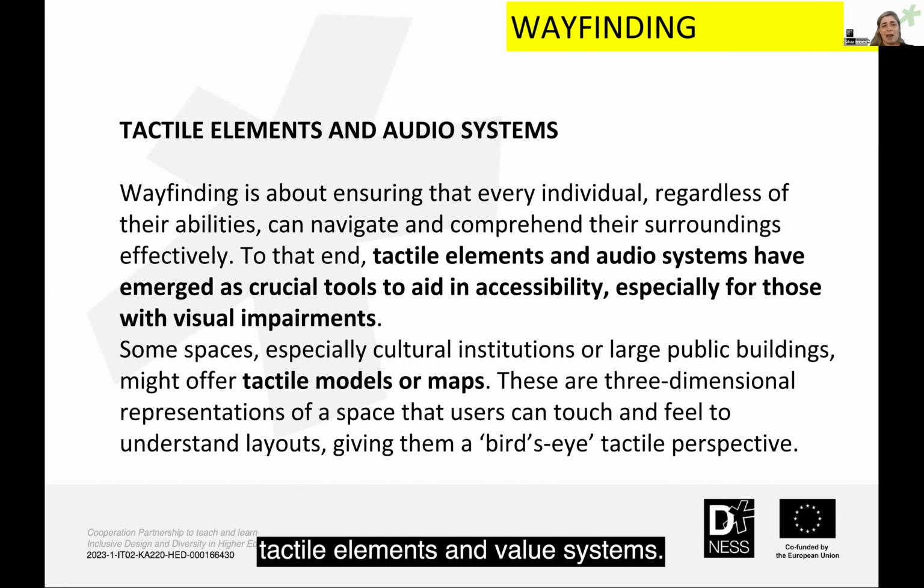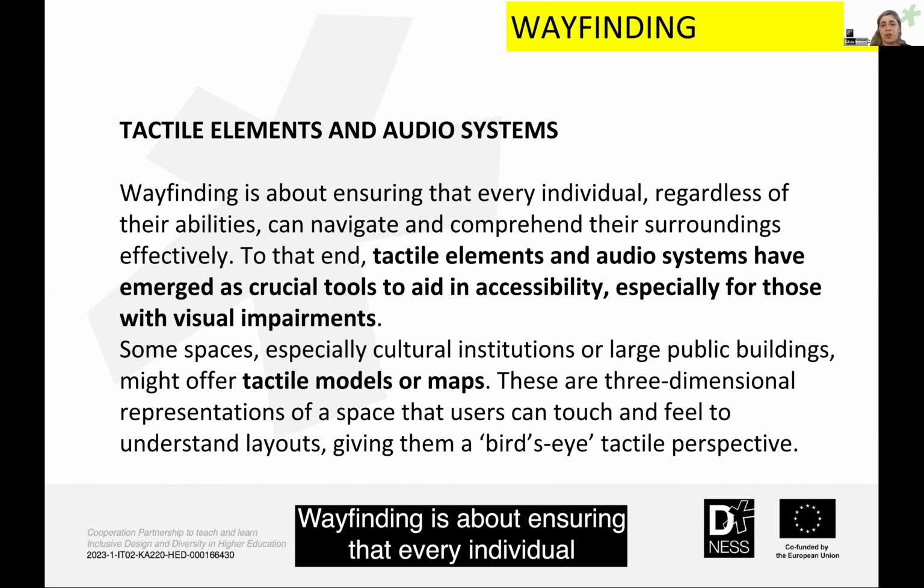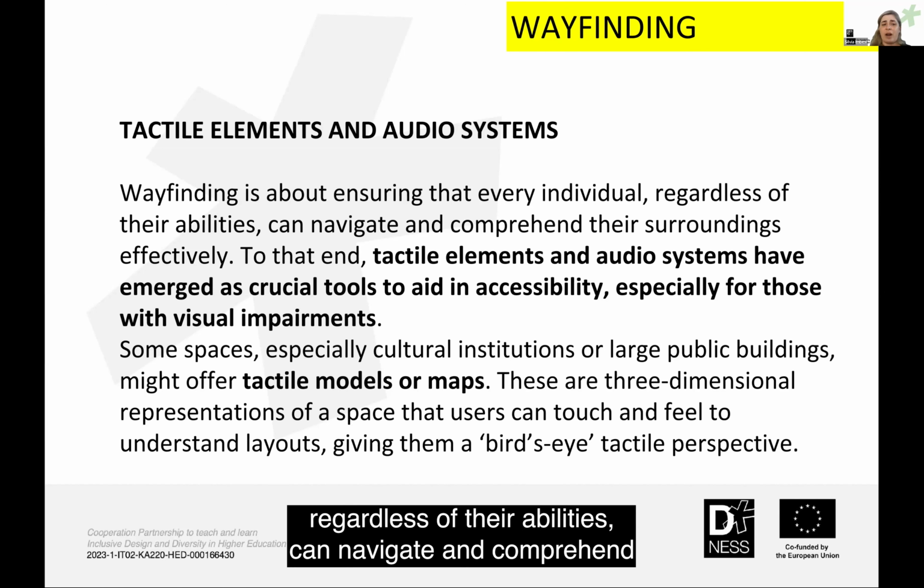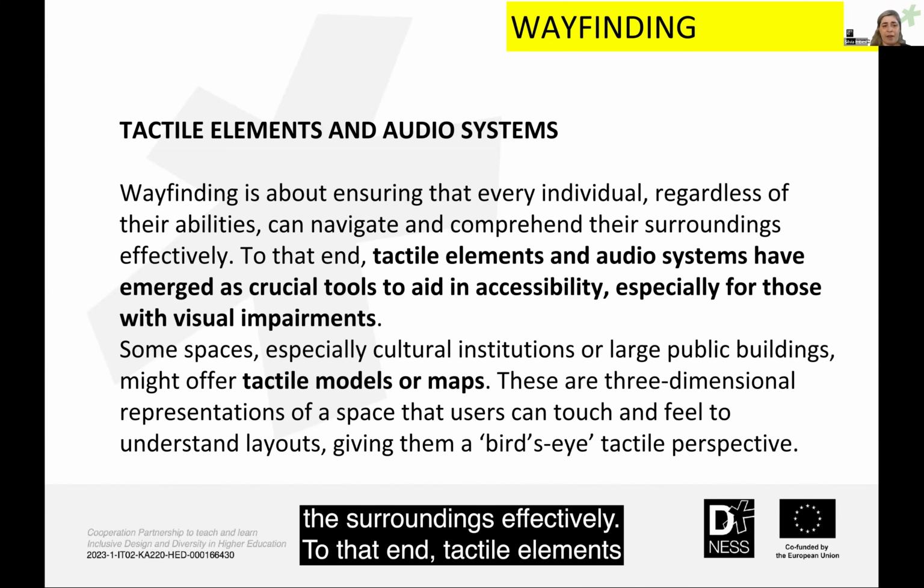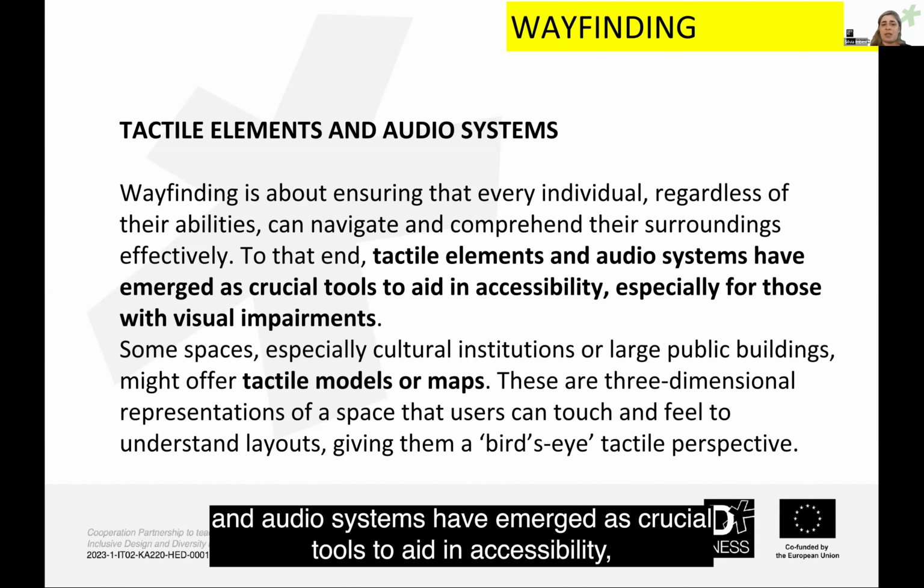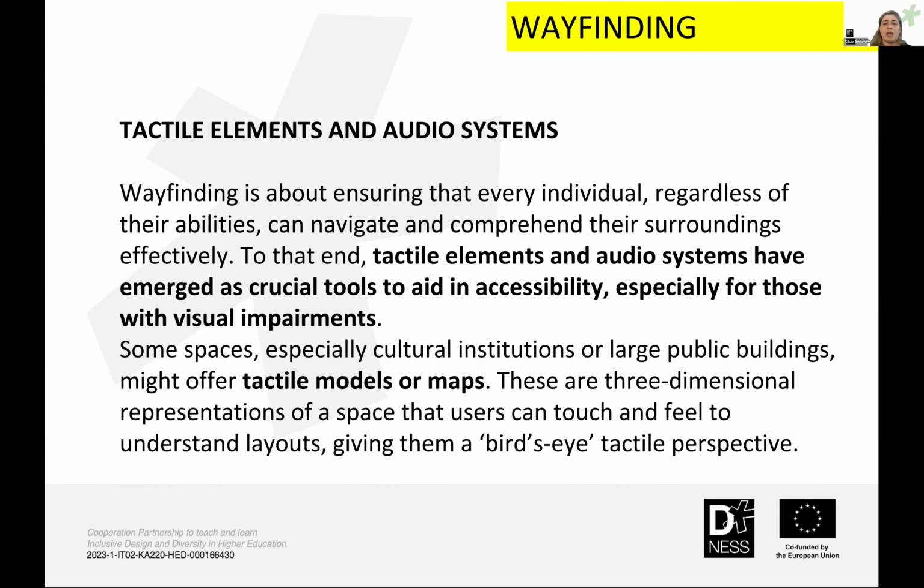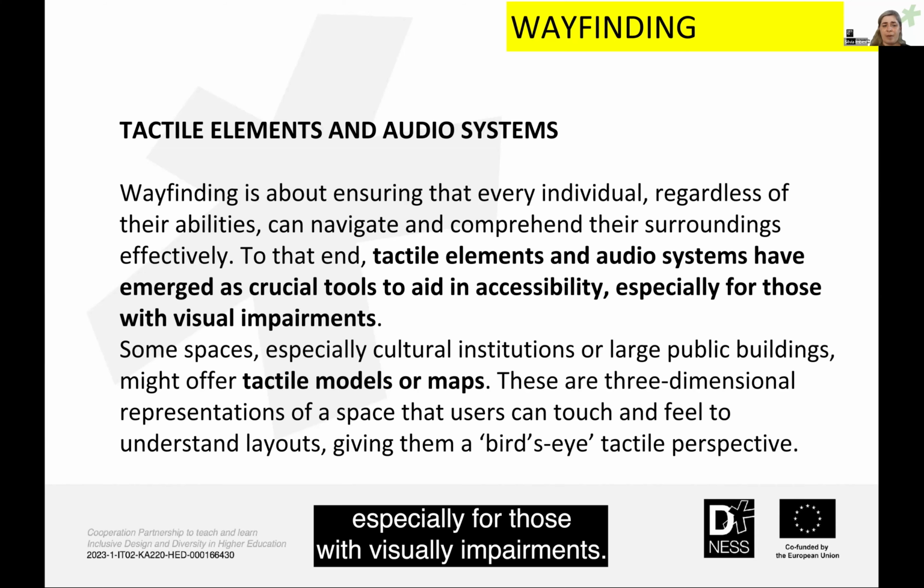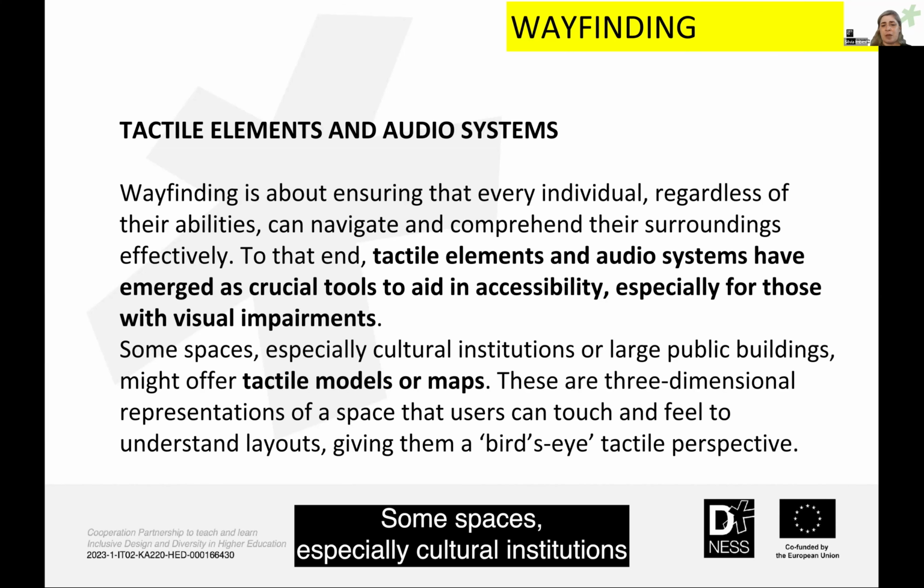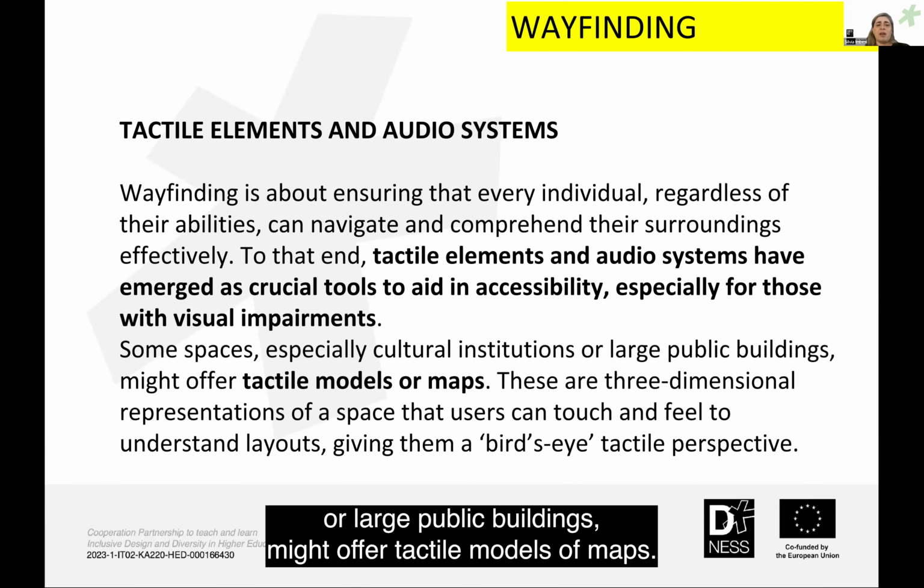Then we have tactile elements and audio systems. Wayfinding is about ensuring that every individual, regardless of their abilities, can navigate and comprehend the surroundings effectively. To that end, tactile elements and audio systems have emerged as crucial tools to aid in accessibility, especially for those with visual impairments. Some spaces, especially cultural institutions or large public buildings, might offer tactile models of maps.